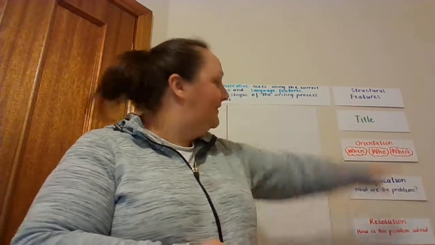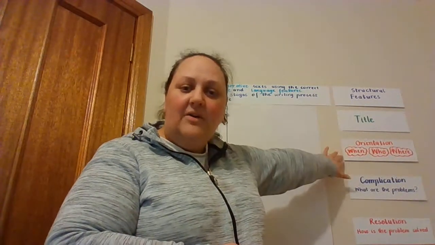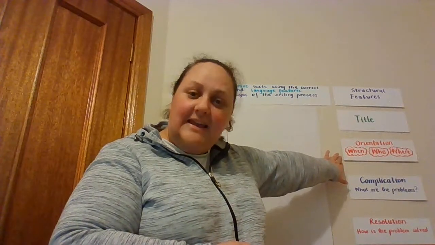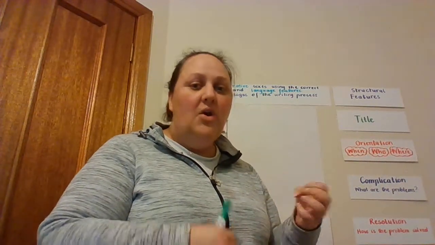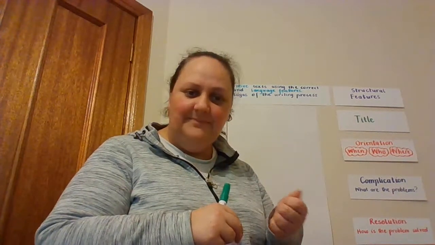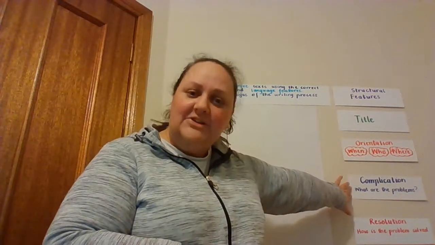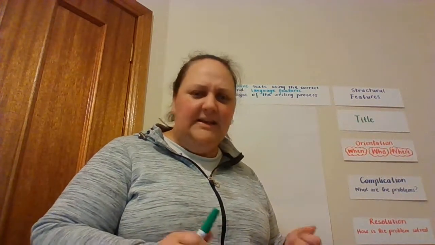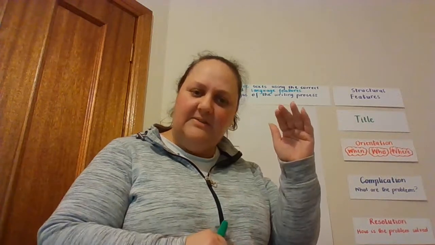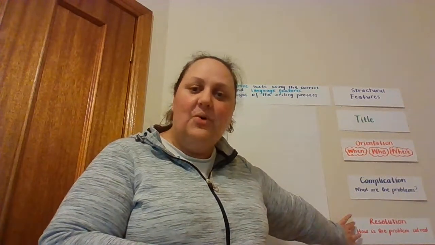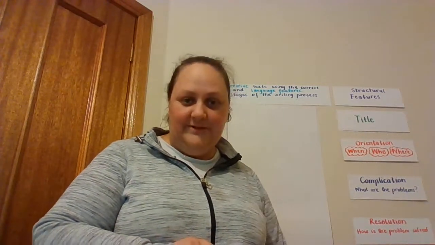So we have title and orientation. Now that's the start of the story where we set the scenes. We include a setting, who is there, and when the story takes place. The complication. So the complication is the biggest part of the story. What is the problem? That's this part of the story. So the complication is also called the problem. And the last part is the resolution, or how the problem gets solved.